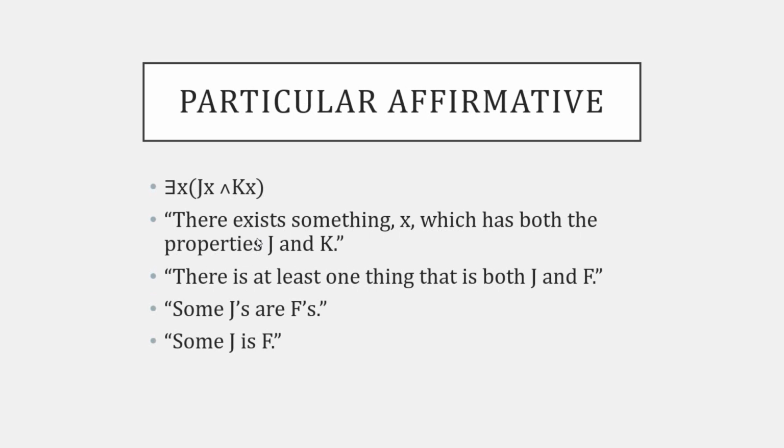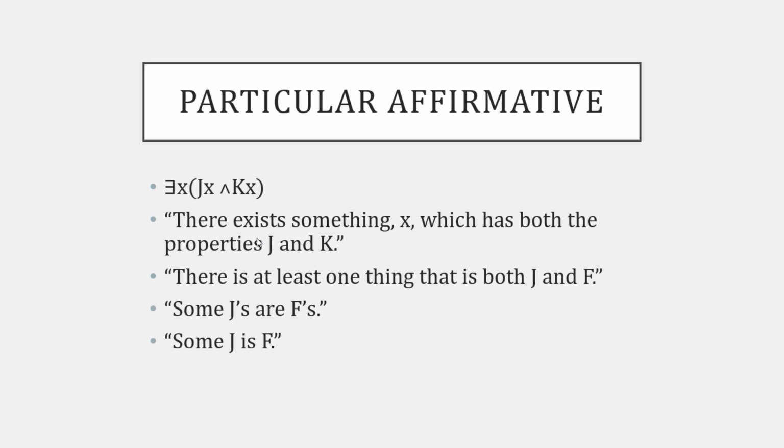The particular affirmative. There exists something which has both the properties J and K. This is fine as a conjunction because we're not saying that everything has the properties J and K. We're just saying there's at least one thing. Equivalent natural language versions of this: some J's are F's, or some J is F.